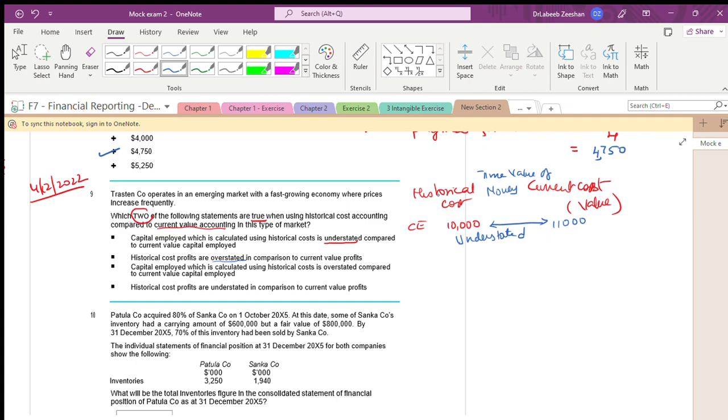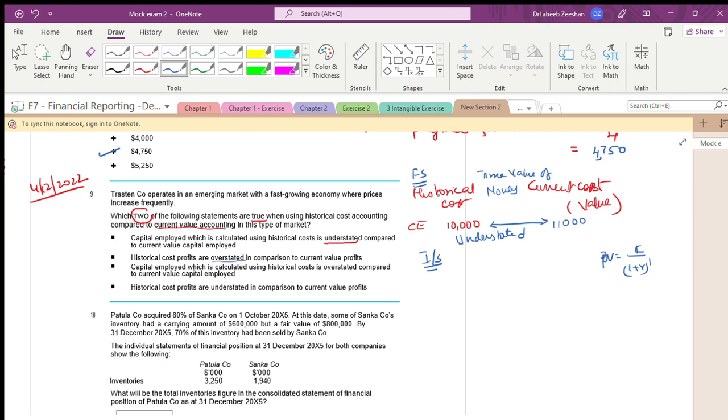Now, this is with respect to what? This is with respect to financial statements, and this is with respect to income statements. Historical cost values are overstated. When we take into consideration time value of money, it is like the present value, P equals C divided by 1 plus R to the power of 1. Okay, this is the present value. Current value is nothing but the present value.